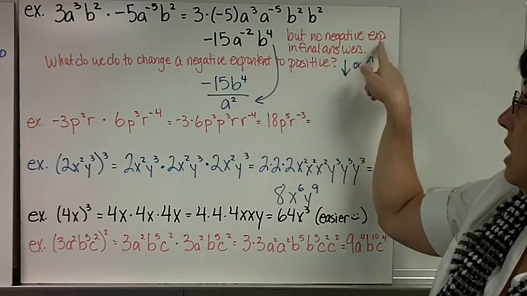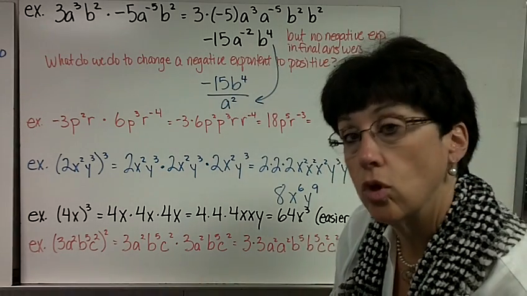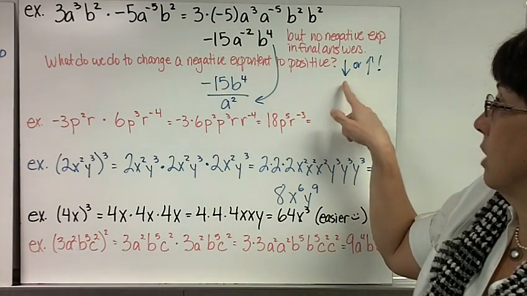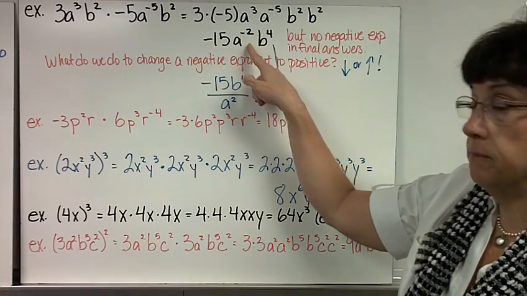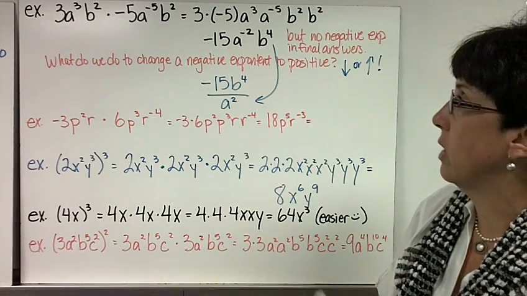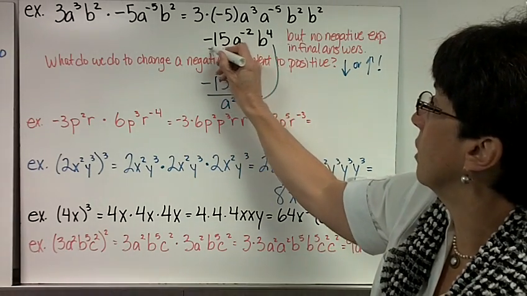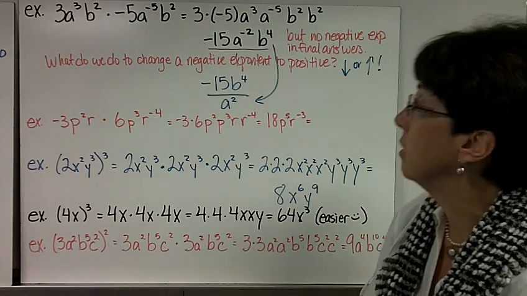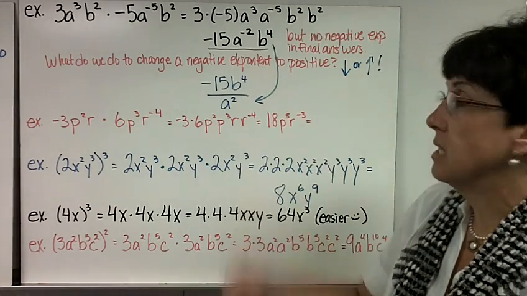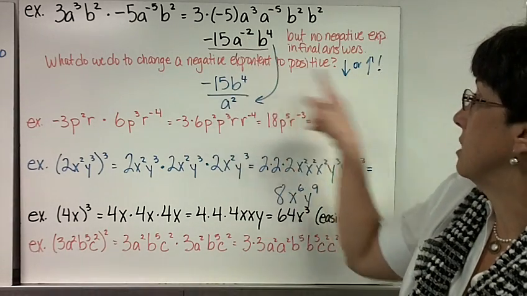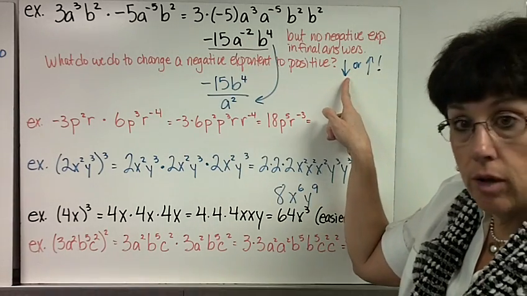But no negative exponents are allowed in final answers. So we have to remember, what do you do with a negative exponent to make it positive? Well, we change where it is. Technically I could write this whole thing as over 1, right? Because any whole number you can make into a fraction by putting it over 1. So currently the a to the negative second power is in the numerator of this fraction. To make it positive, we have to move it to the denominator.